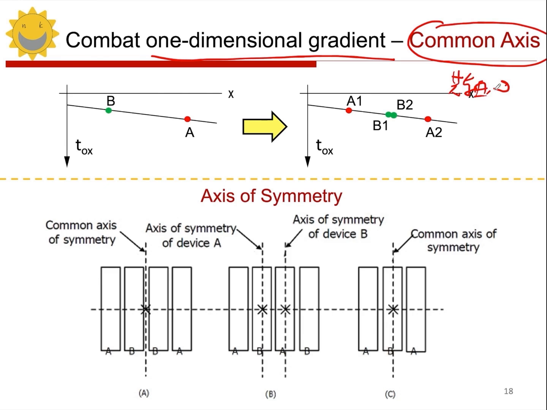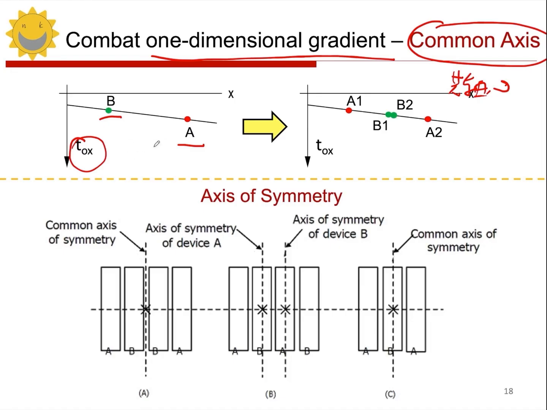So how do we specifically solve this? Let's take a look at this example. For instance, we have a diagram like this, right? In the x direction, there is a gradient, like the thickness of the oxide layer. So if I put a transistor A at this position, and a transistor B at this position, then obviously the thickness of A should be higher than that of B, right? So the threshold of A should be higher than that of B, which will lead to a very obvious deviation between A and B.